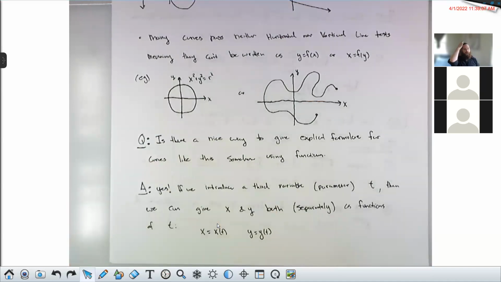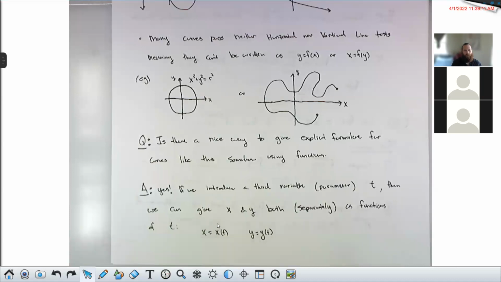Your book sometimes uses f of t and g of t. I think that can get confusing. We'll just call them x of t and y of t. So looking at something like this, it's definitely not true that x is a function of y or that y is a function of x, but I can think of both x and y as functions of a third variable that doesn't show up anywhere in the graph, which we call t.